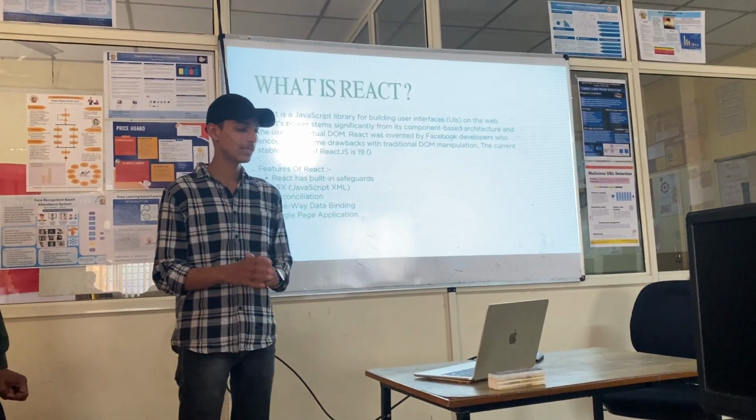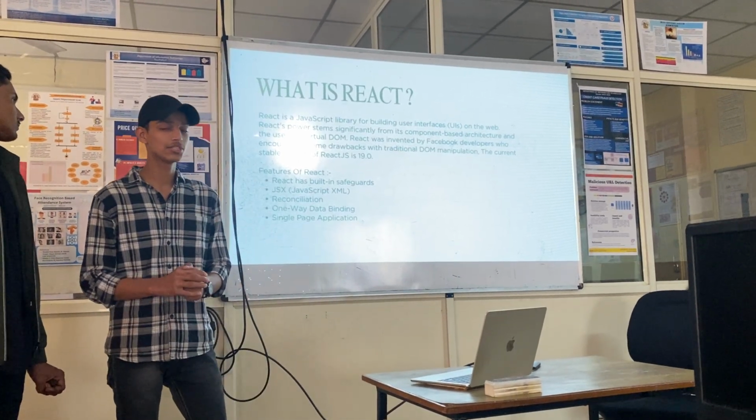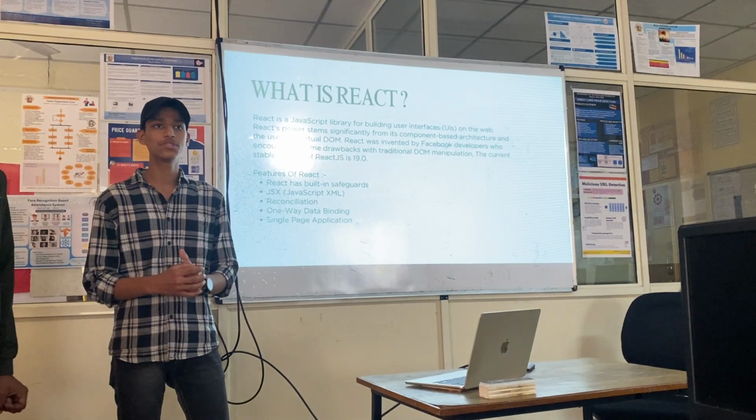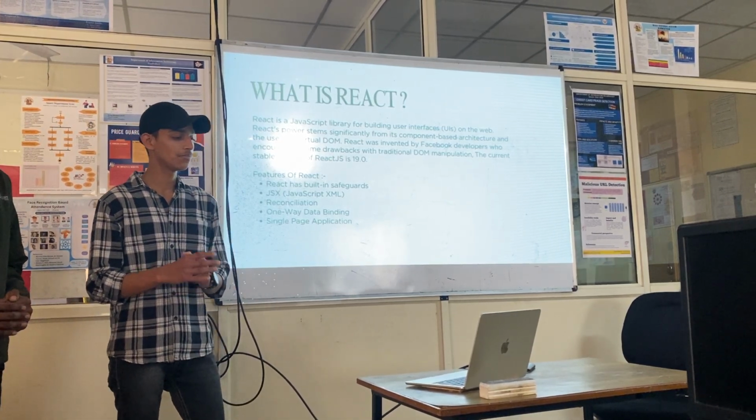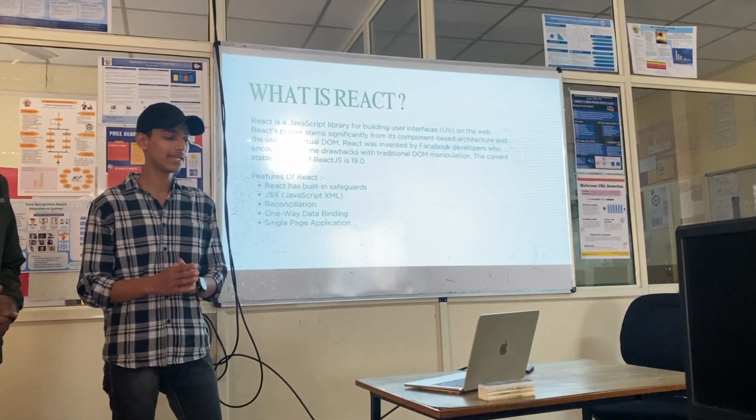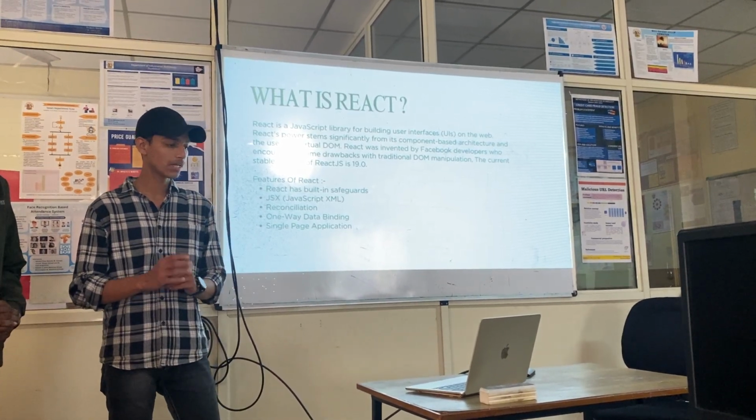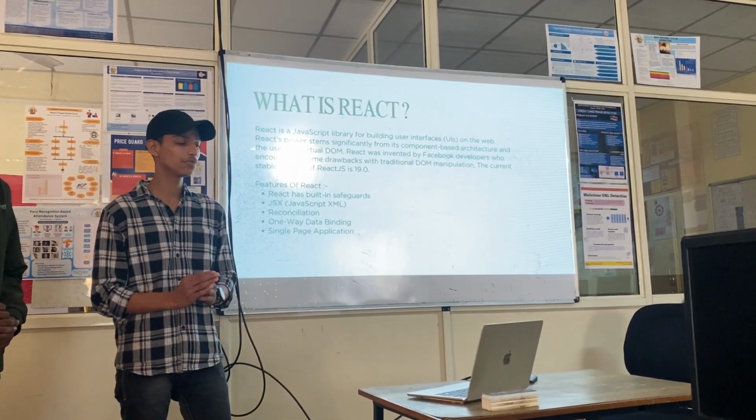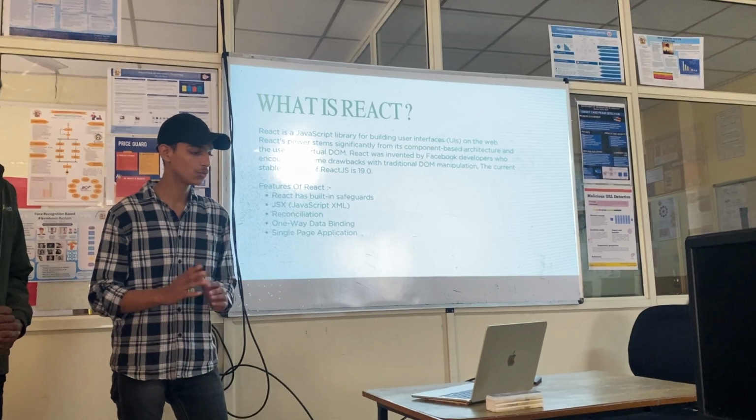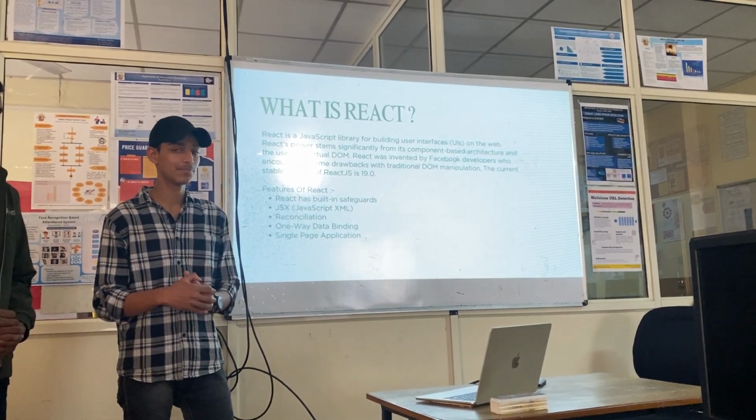Here React also comes with a reconciliation process. It is a process which React uses for rendering of the pages. React uses one-way data binding. It means that React does one-way data binding, and we have to use different features of React to make it two-way data binding. And React is a single-page application.